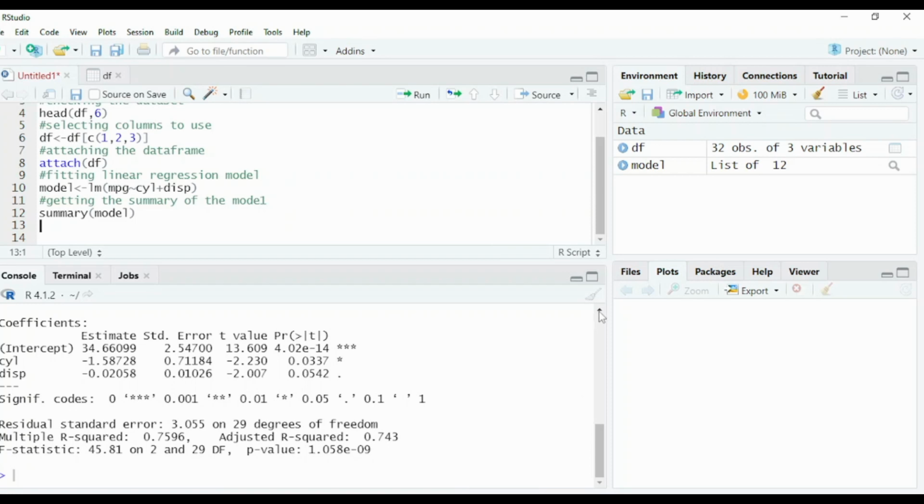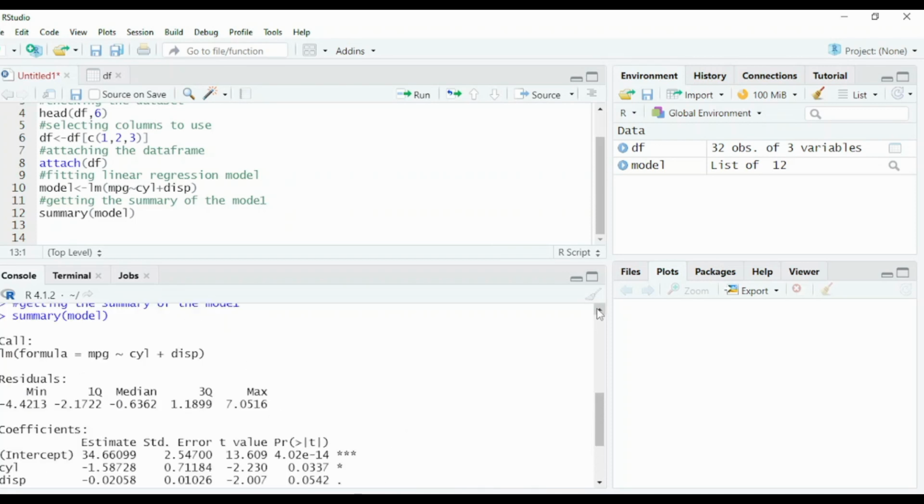If you come and check at the summary here, if you look at the output, you find that the first output is call. This call just gives us the formula of the model. This is the function that we wrote here. Here you can see just the same.